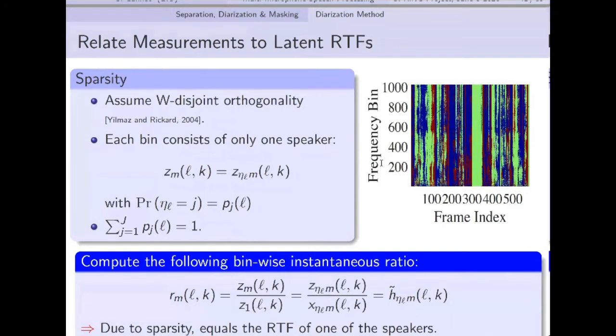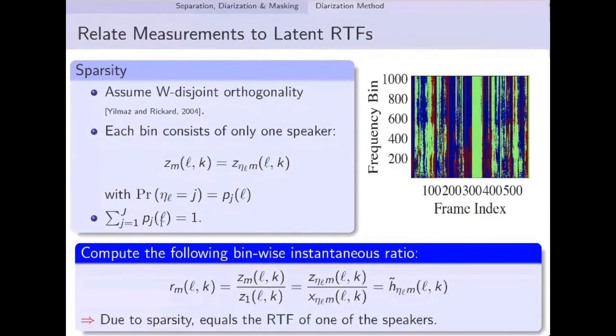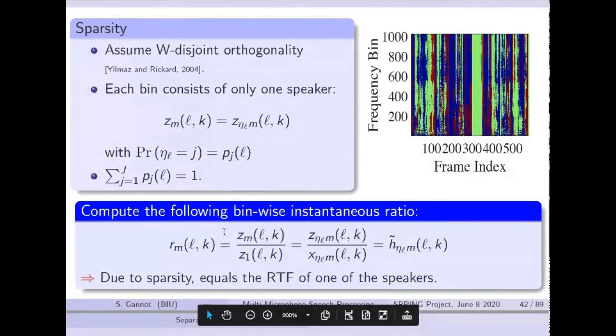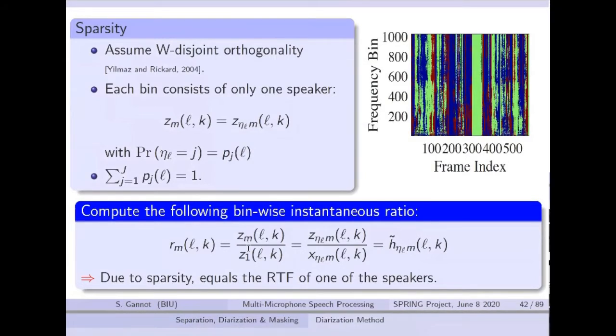So then, for each time-frequency bin, I actually assume that there is only one source η_L, and it has a probability of being active. And if I take out all the noise-only frames, then the probabilities of all speakers speaking in the current frame will sum up to 1. This will be important for us later. Now, we mentioned the latent RTF before, but now I calculate something which I call the instantaneous RTF. So just the ratio between two microphone signals at a specific time and frequency.